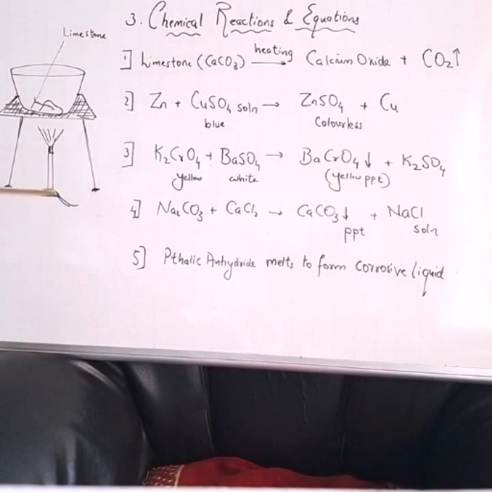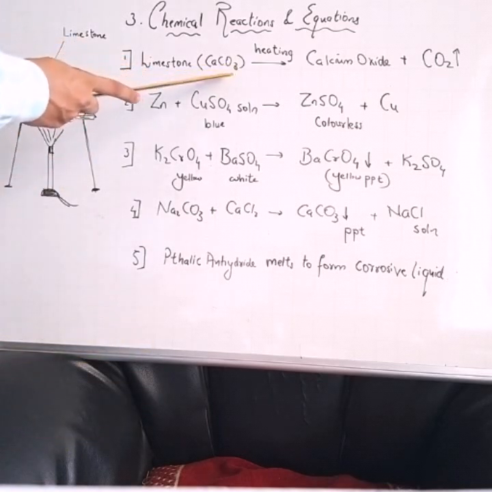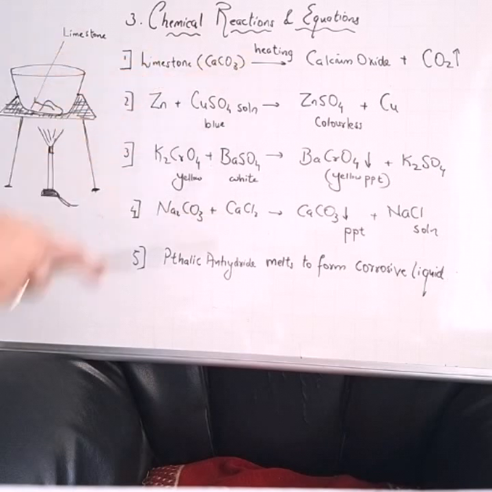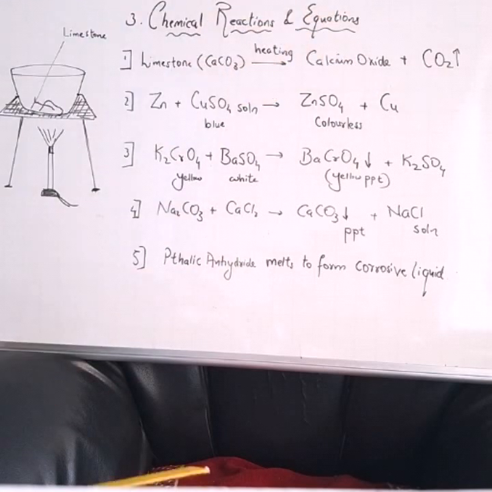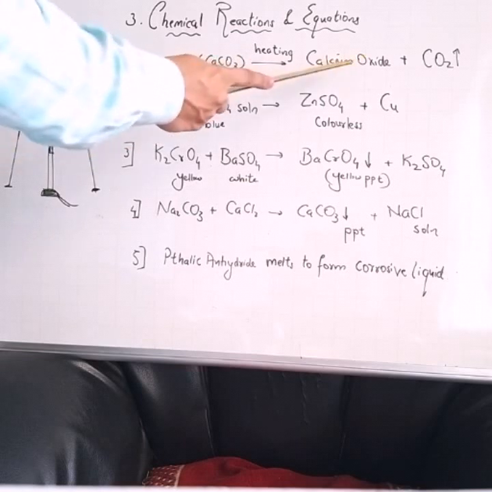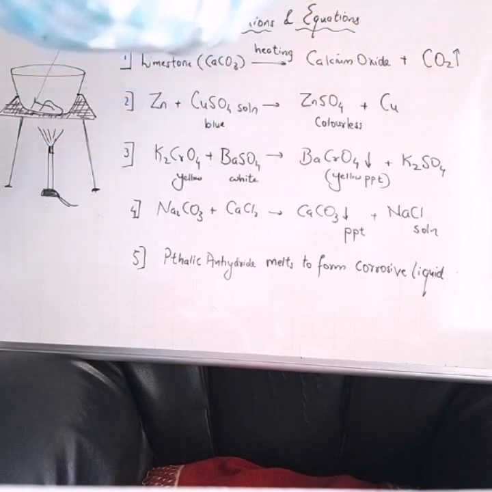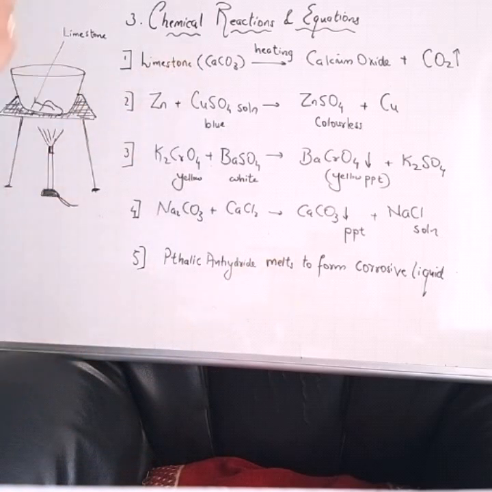Now the first observation is for limestone. Limestone is taken in a bowl and kept on a Bunsen burner. This is a wire gauze, this is a burner. On heating limestone, what happens? Here, limestone, that is calcium carbonate, CaCO3, undergoes a decomposition reaction. Decomposition reaction means it breaks up into two compounds. One is calcium oxide and second is a gas, carbon dioxide. So when limestone is heated, we obtain calcium oxide and carbon dioxide gas is liberated. That's our first observation.